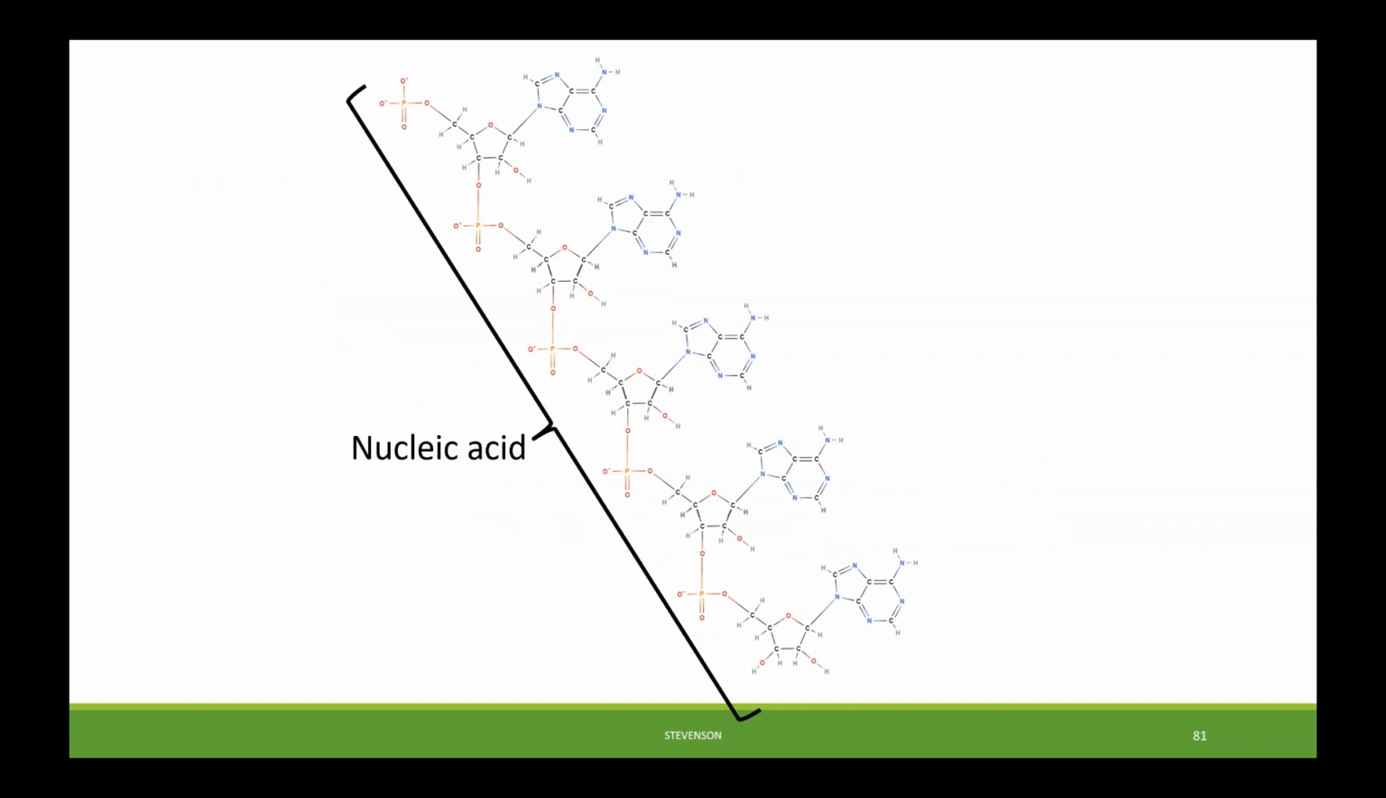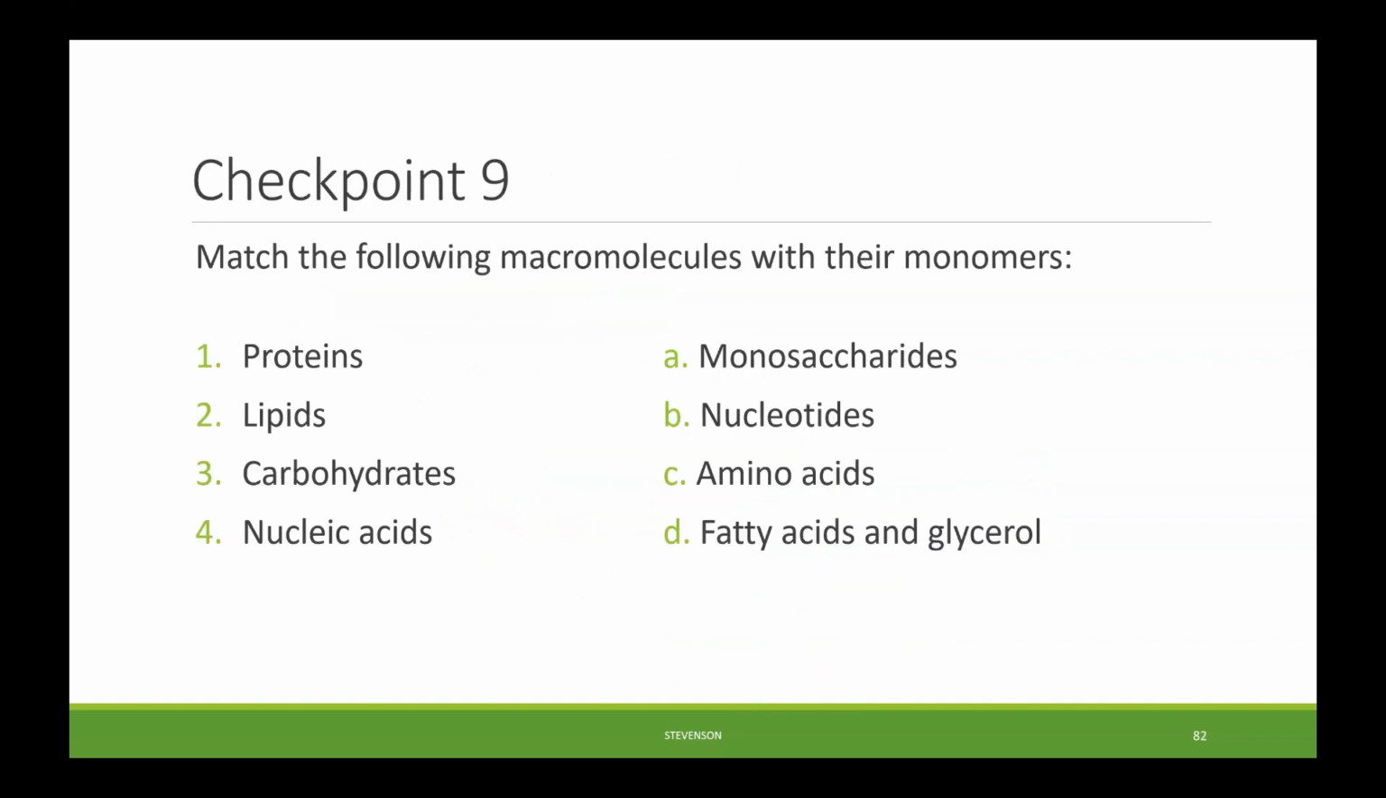To give you some perspective on how long these chains get, the largest human chromosome is made of strands of DNA containing about 250 million nucleotides. Again, we'll go much deeper into DNA later in the semester, but this is where we're going to leave things with nucleic acids for now.